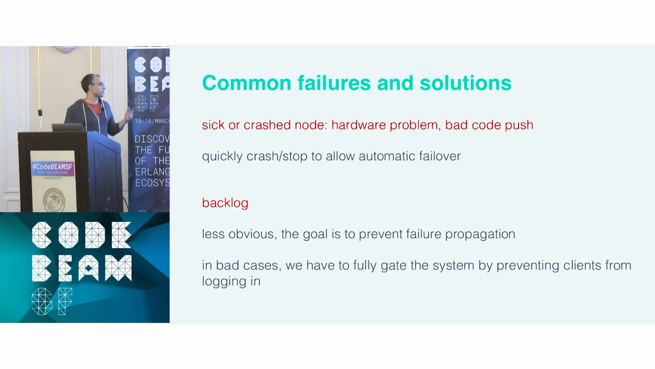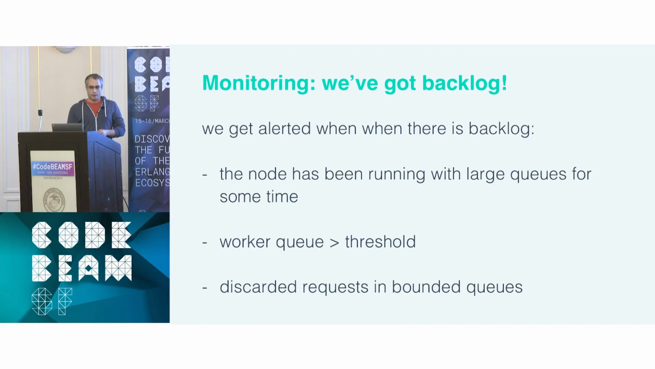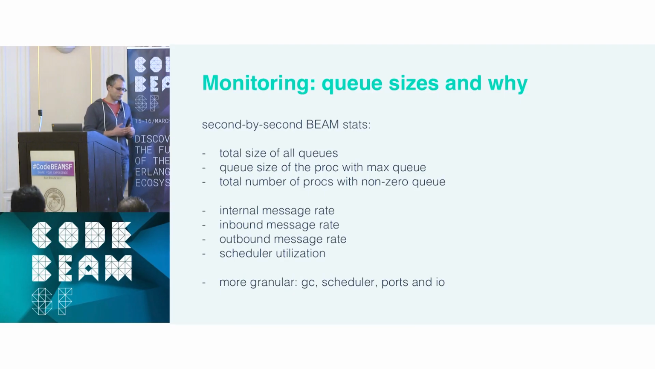To keep the system running, you need to figure out how to do failure isolation. Therefore comes monitoring. So if backlog is the most important thing, how do we go about it? First of all, we get alerted when the queues grow large. For example, if the node has been running with relatively large queues for some time, when the queue in a single worker exceeds a certain threshold, or when a bounded queue starts discarding requests. So once we discover that, what do we do? Where do we look? We need to figure out what's going on, how bad is the problem, and the other part, why is it happening and where exactly it's happening.